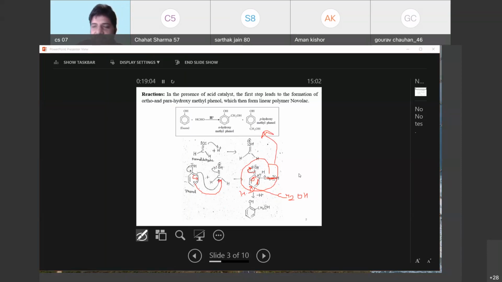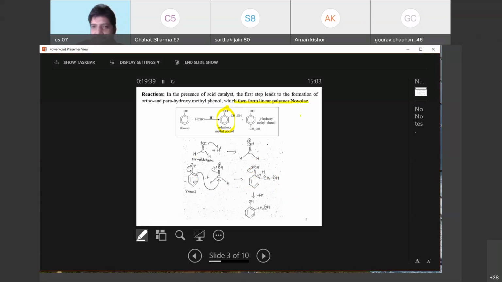So remember there is a 50-50 possibility. The attack can take place through the ortho position or through the para position. So you will get a mixture of products, ortho-hydroxy methylphenol and para-hydroxy methylphenol. Once you have the formation of these things, they then form first the linear polymer that is known as novolac.